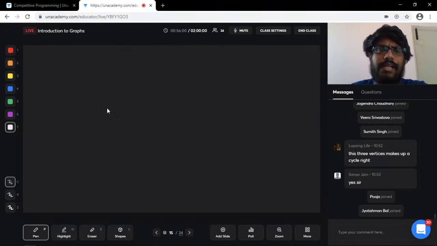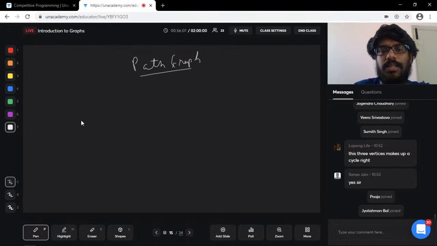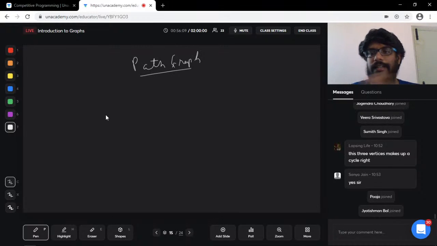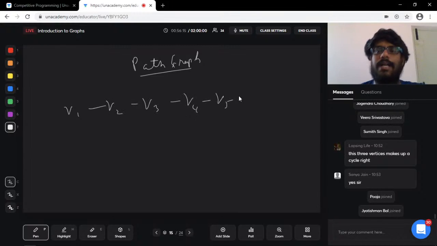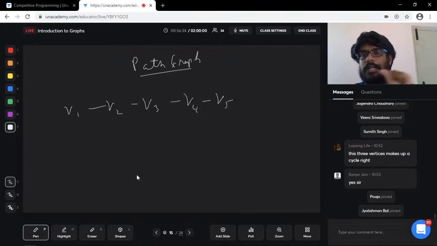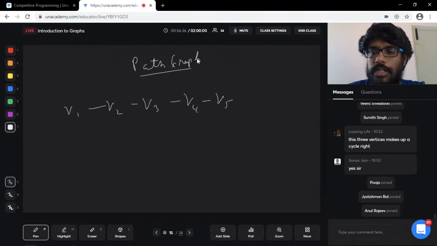Another kind of trivial graph is what we call a path graph, which is nothing but a single path and nothing else, right? So it's usually V1, V2, V3, V4, V5 and nothing else. There are no edges between them. There are no V2, V4 edges. There is nothing V2, V6, nothing else is there. It's just one single path and nothing else, and this is what we call a path graph.